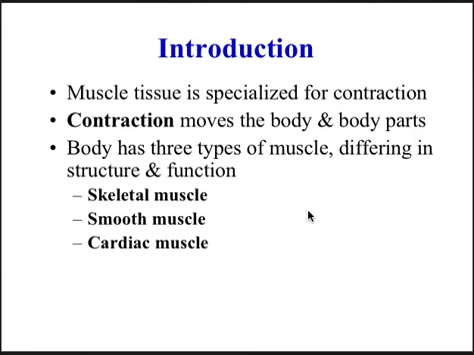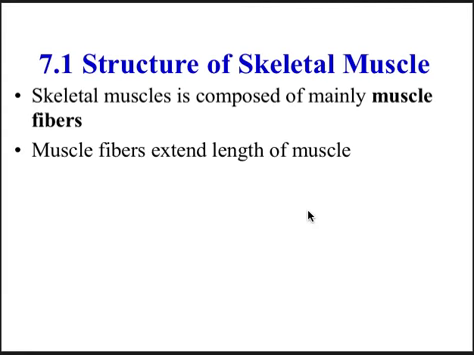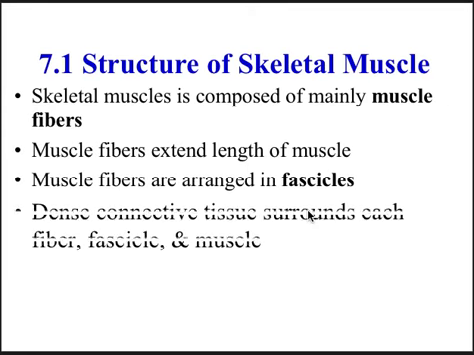Skeletal muscle is composed mainly of muscle fibers that extend the length of the muscle, arranged in fascicles with connective tissue surrounding successively smaller groups of muscle tissue. The connective tissue is there to hold the muscle together while it contracts. In addition, it also translates the force that the muscle produces to the structures to which it's attached. So connective tissue, very important in muscle function. It surrounds each fiber, each fascicle, and also at its most superficial, the muscle itself.